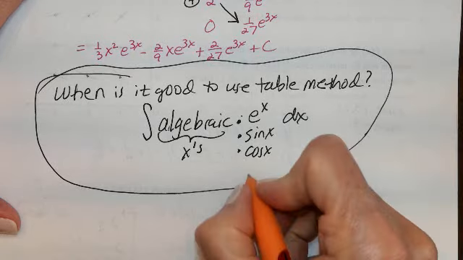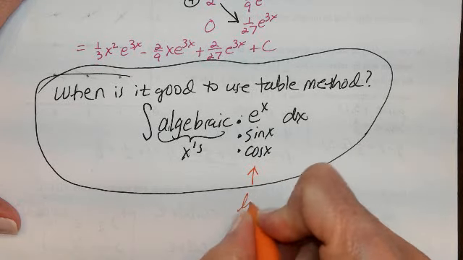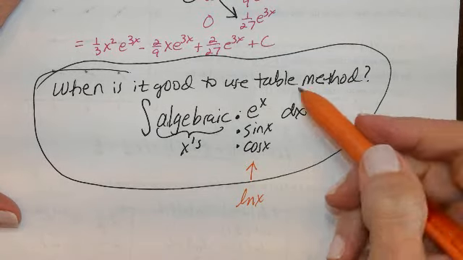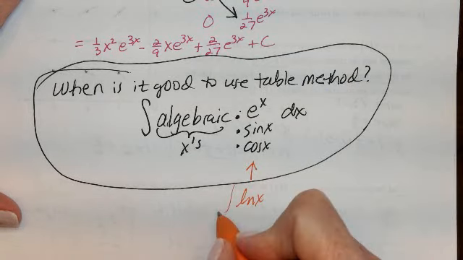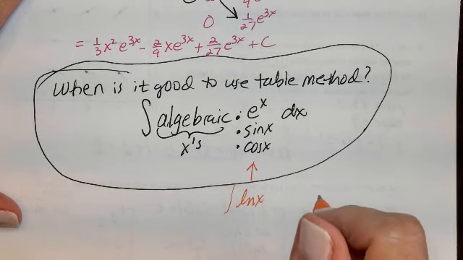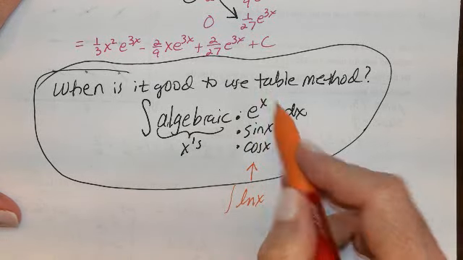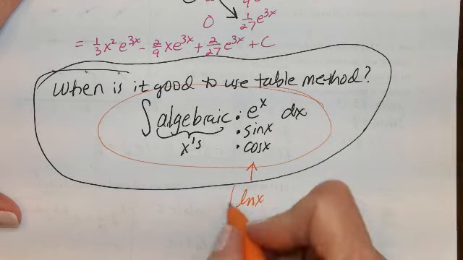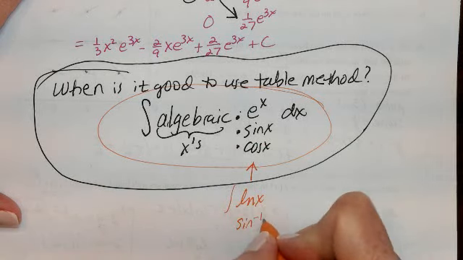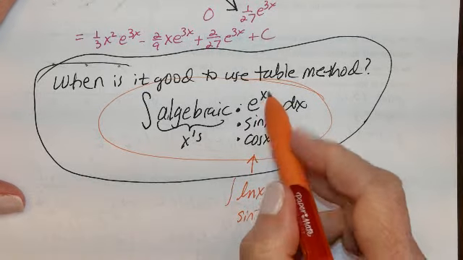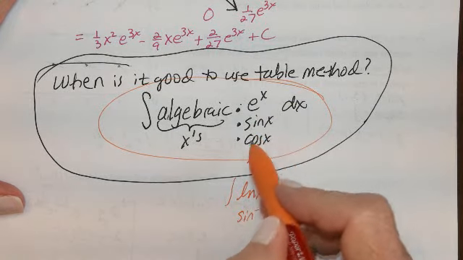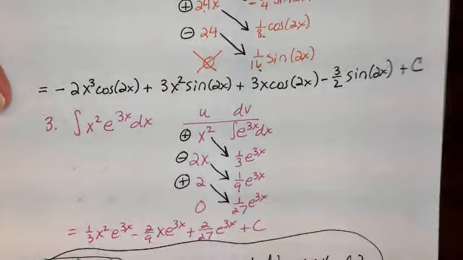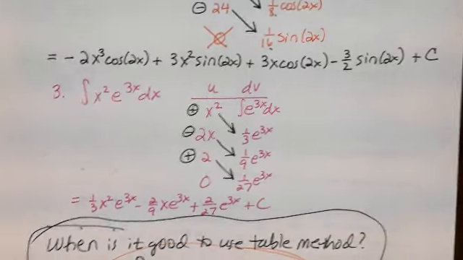Don't use the table method if you have a natural log. Not that you cannot, but it's not as straightforward. And you don't know what the integral of natural log is, so that's going to be an issue too. Don't use it when you have an inverse trig function. Just e to something, sine of something, cosine of something: use the table method.